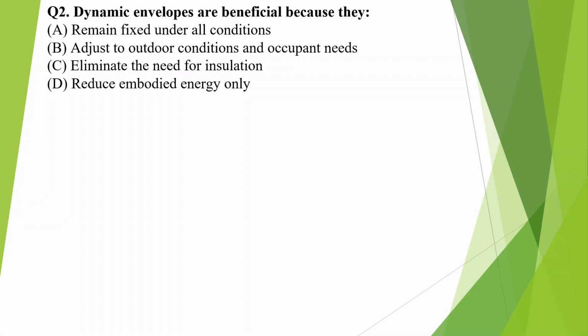Second question is asking you about the dynamic envelopes and they are beneficial because what is the function of dynamic envelope? You can dictate the question in that way and then you can answer it correctly. Different types of envelopes were told to you: static envelope, dynamic envelope, how they function, what is their primary focus or operational method. Based on that, you can easily answer question number 2.